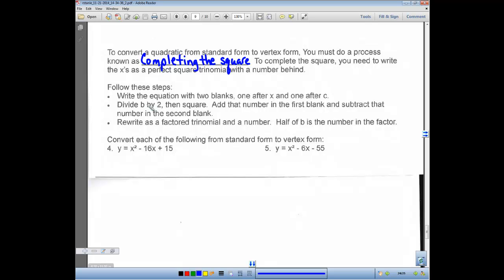Divide b by 2, then square it. Add that number in the first blank and subtract that number in the second blank. Then we rewrite it as a factored trinomial and a number. So half of b is the number in the factor.